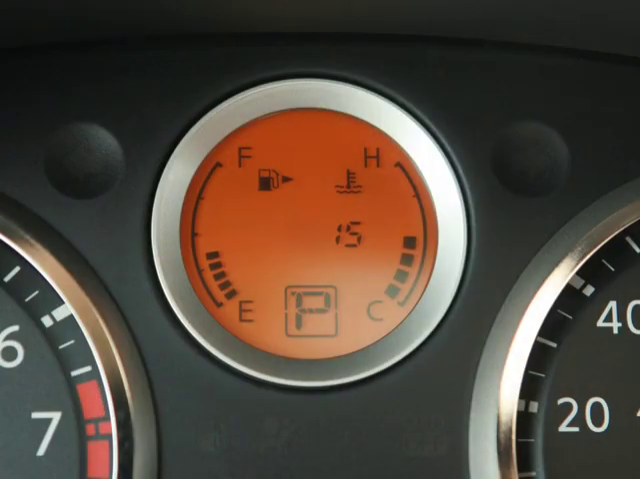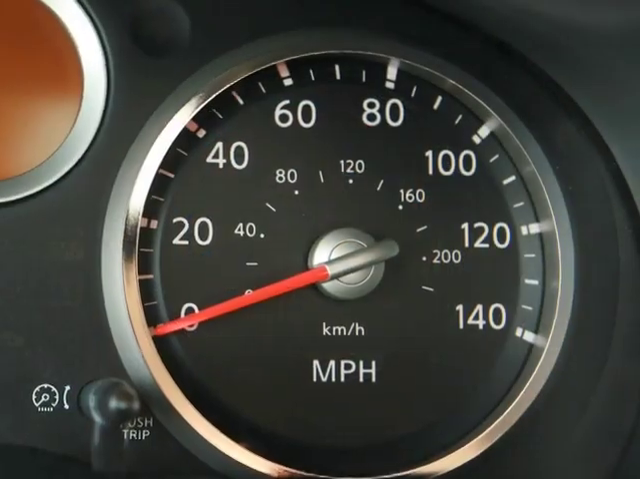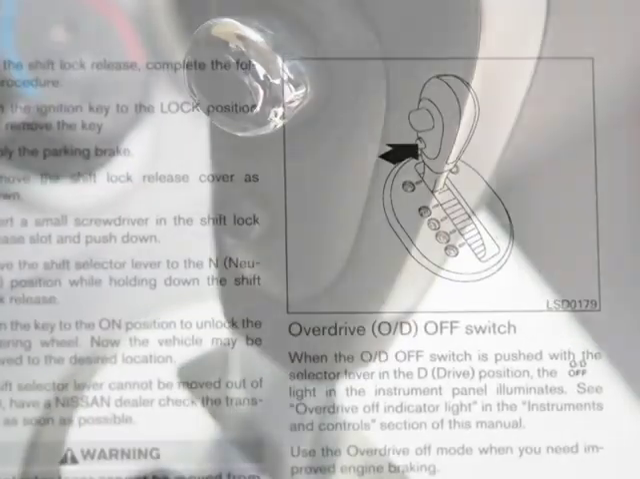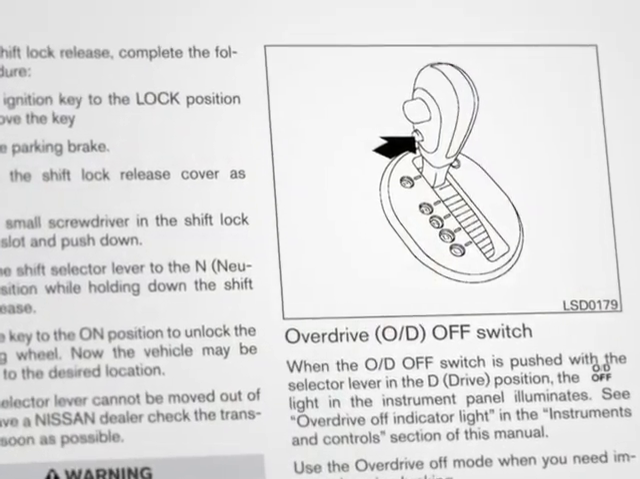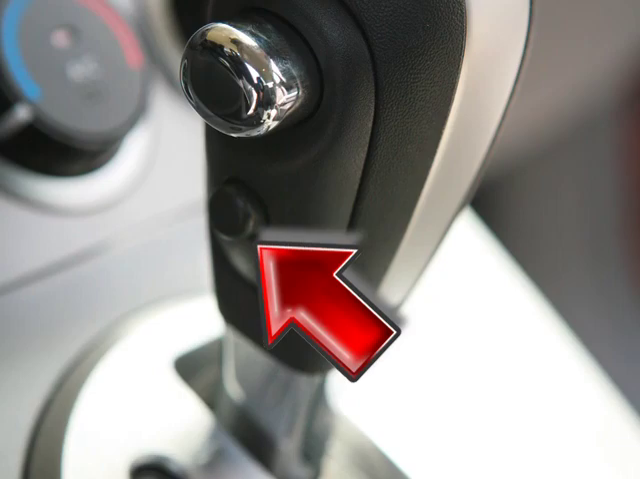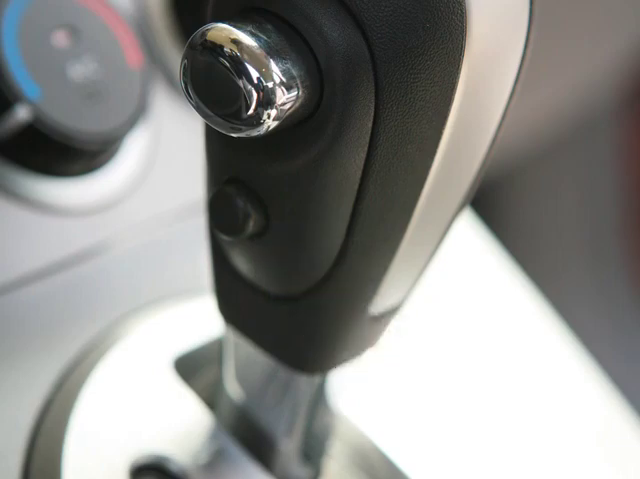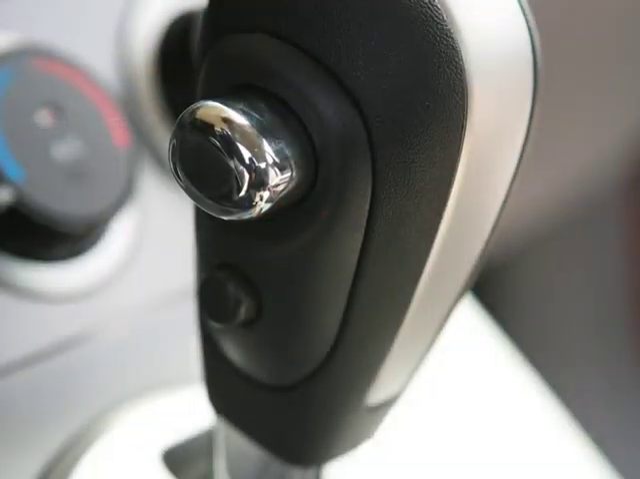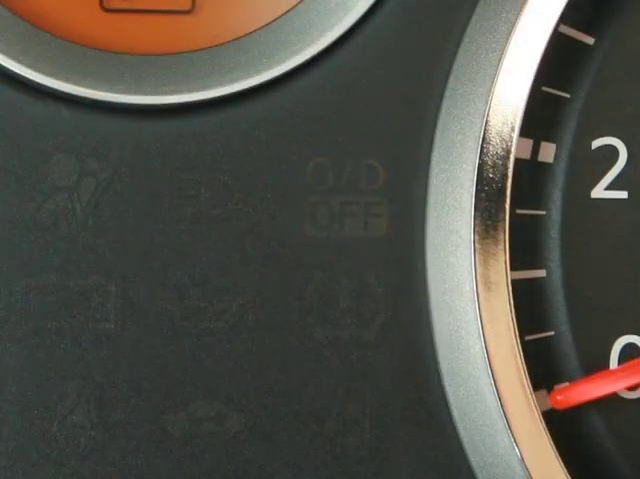This means greater fuel efficiency and instant acceleration. Another way to improve engine braking is to turn off the overdrive feature of your CVT. Push this overdrive off button on the shift lever to turn overdrive off. An indicator light will turn on. Push again to return to overdrive.